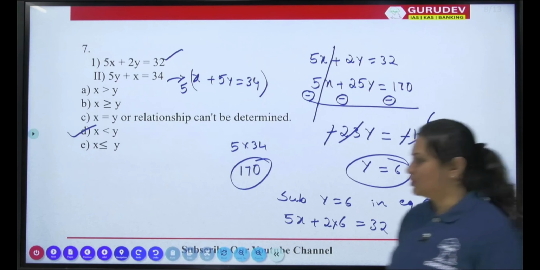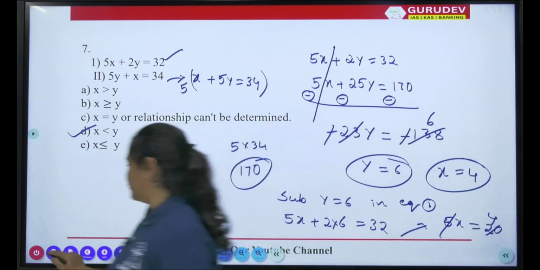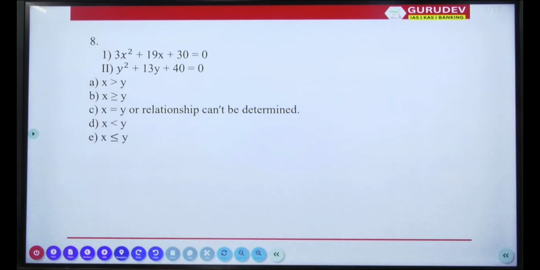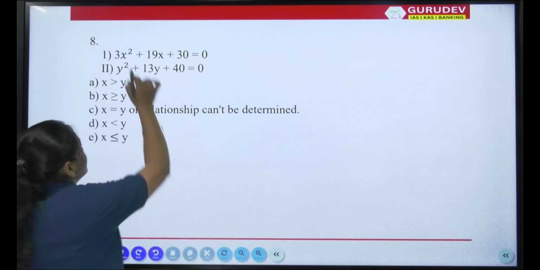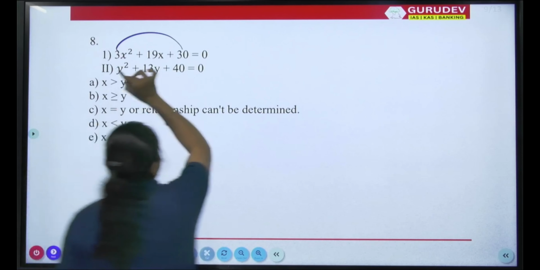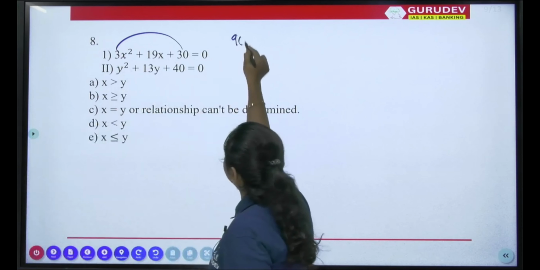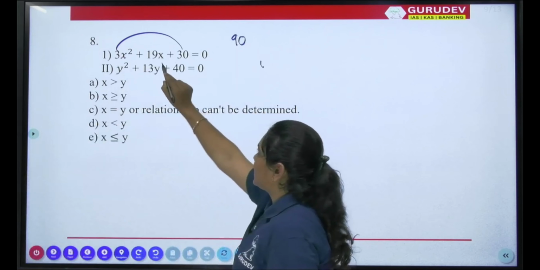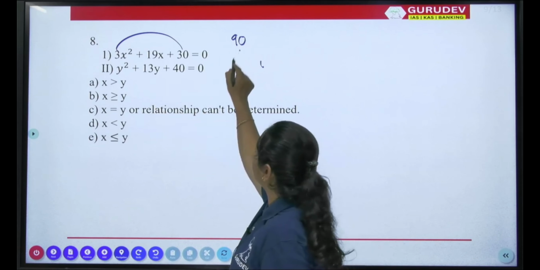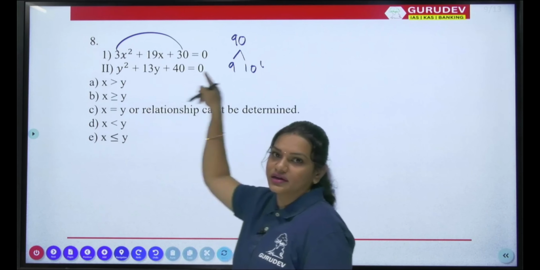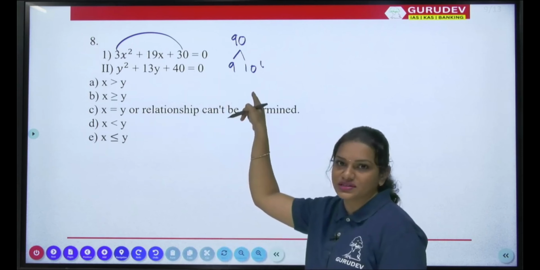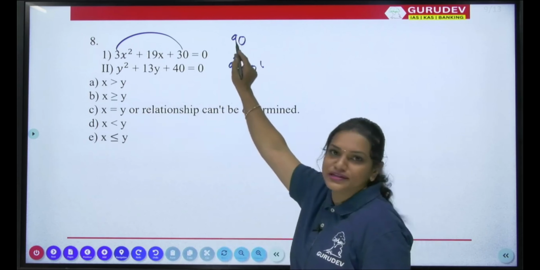Okay, so let me move on to the next question. Question number 8. Yes. In case of question number 8, again the same concept. 3 into 30 will be how much? 90. Okay, I want the 19 here. It is possible with 9 and 10. Since positive 19 is there, yes. 9 plus 10 will give us 19. 9 into 10 will give us 90, yes.